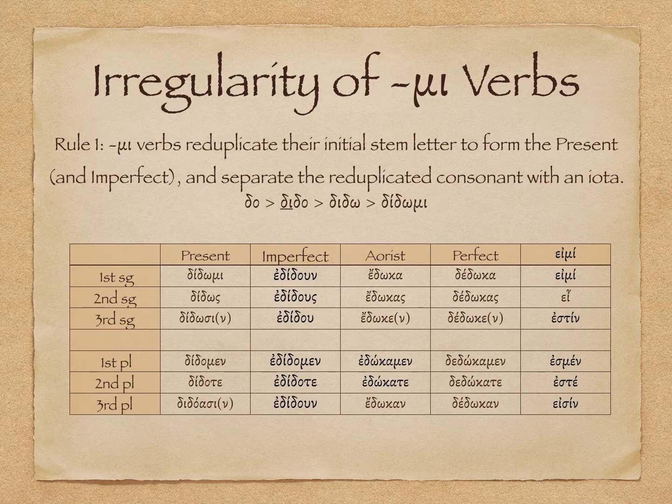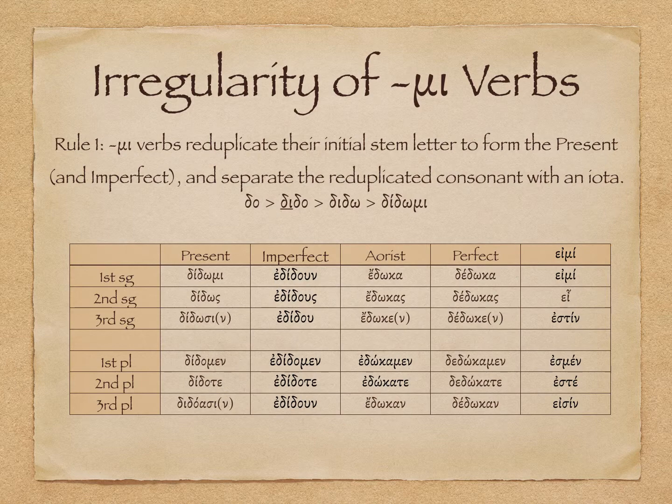Five rules in dealing with mi verbs. Rule number 1, as you've been looking at this slide. Mi verbs reduplicate their initial stem letter to form the present and imperfect, and separate the reduplicated consonant with an iota. And you see it here, didwmi. Do is the stem, so the delta reduplicates, iota in the middle, as is underlined, and we have didwmi. And that continues on down the present: didwmi, didws, didwsin, didomen, didote, didoasin.